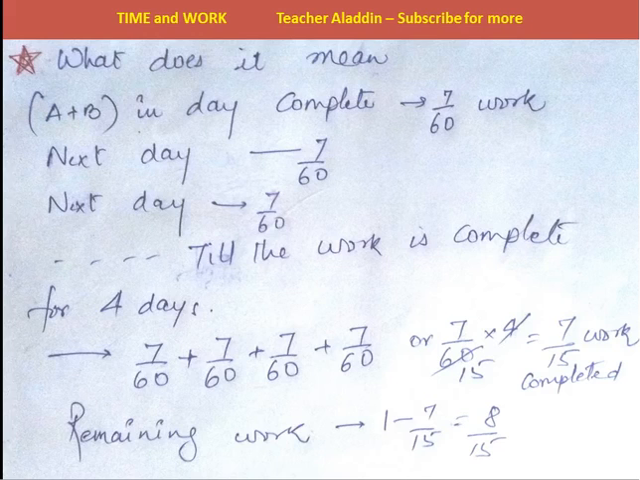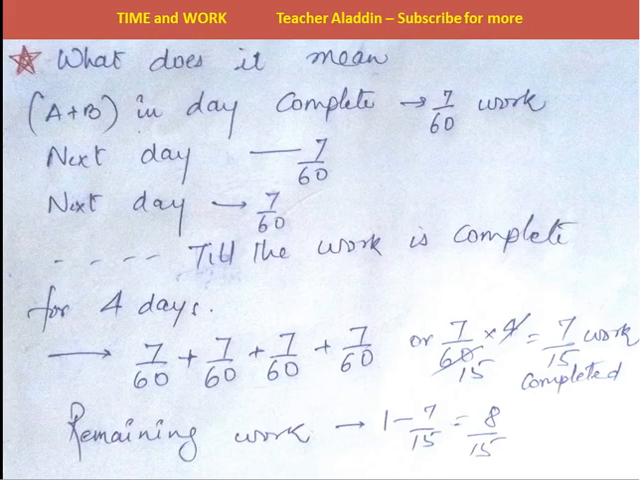Yeah? Or 7 by 60 into 4, because in one day they do 7 by 60, in 4 days they'll do 7 by 60 into 4, you get 7 by 15. What does it mean? 7 by 15th of the work is completed for 4 days when A and B work together. And how much of the work is remaining? You subtract 7 by 15 from 1.